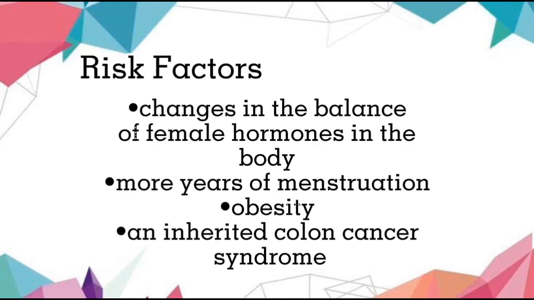Factors that increase the risk of endometrial cancer include changes in the balance of female hormones in the body. The ovaries make two main female hormones, estrogen and progesterone. Fluctuation in the balance of these hormones causes changes in the endometrium. More years of menstruation. Starting menstruation at an early age, before age 12, or beginning menopause later increases the risk of endometrial cancer. The more periods you've had, the more exposure your endometrium has had to estrogen.